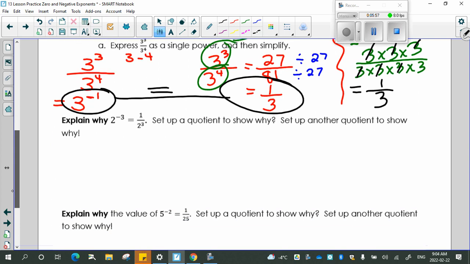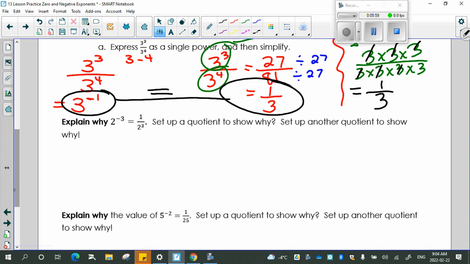Okay, so this is going to be, can we repeat this type of thinking? Explain why 2 to the power of negative 3 is 1 over 2 to the 3. Set up a quotient to show why. In other words, you want to make up a question here where the answer ends up being 2 to the negative 3.